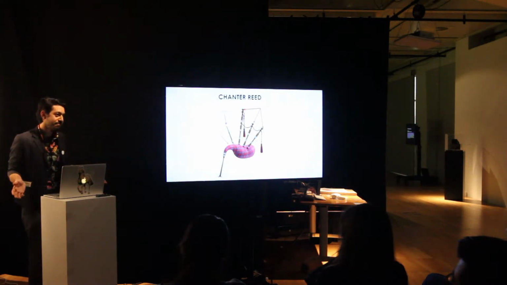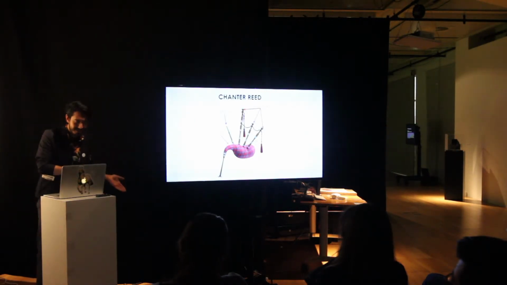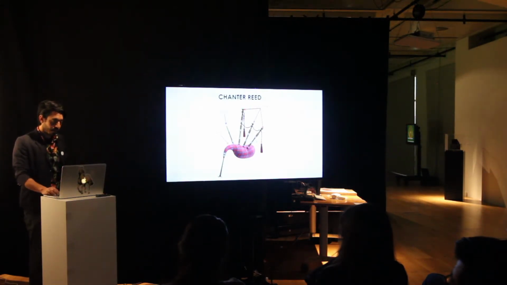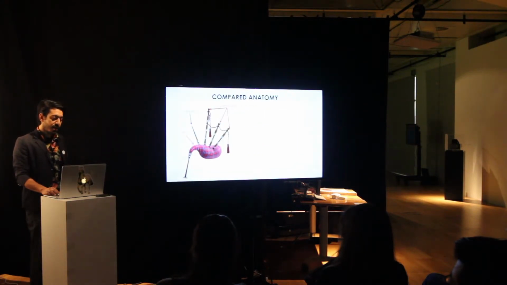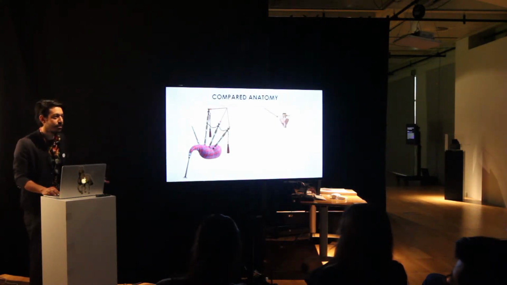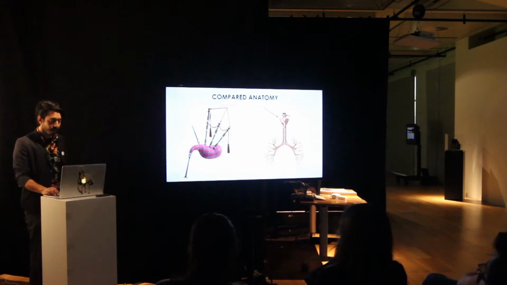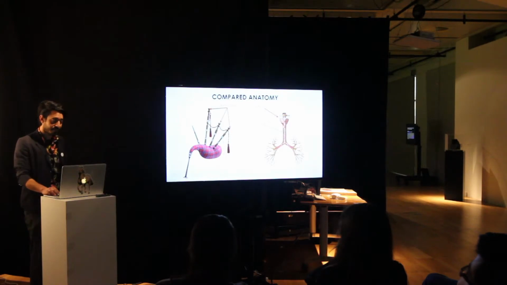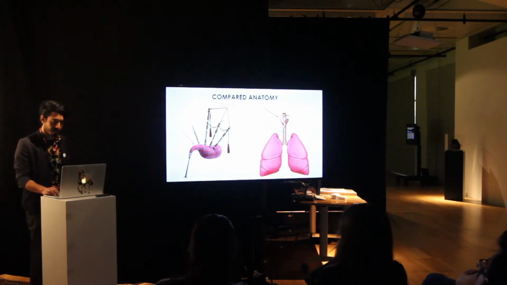So, in theory, we could compare this bagpipe system to the myoelastic aerodynamic phonation, otherwise known as the voice phenomenon. So, for example, to do the comparative anatomy, the chanter reed would be compared to the vocal fold, right? Then the pipes to the trachea, and of course the bag to the lung.